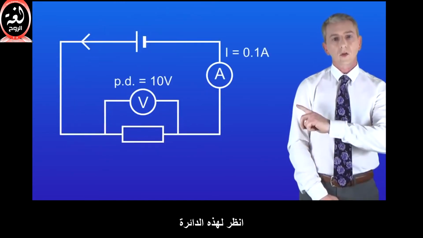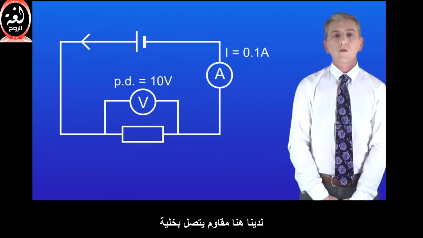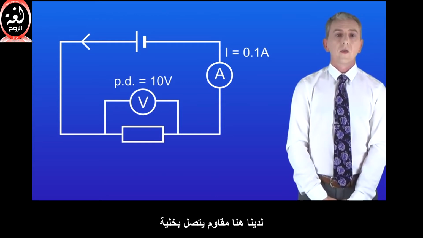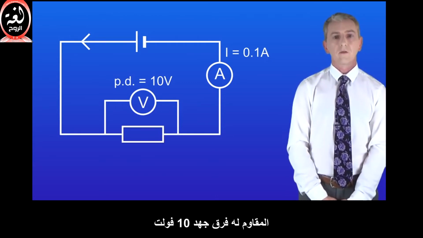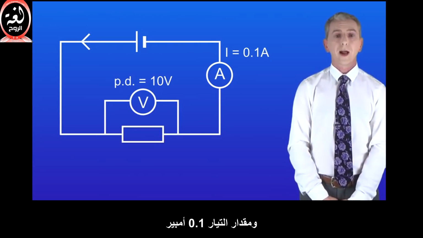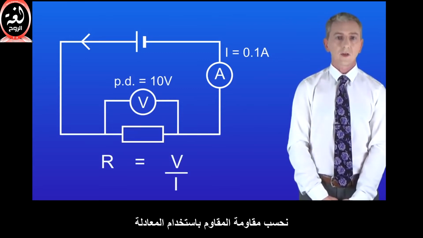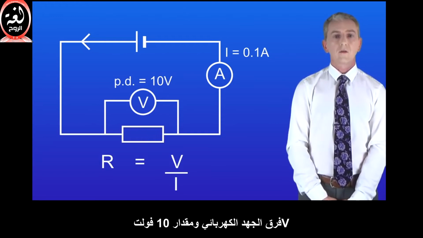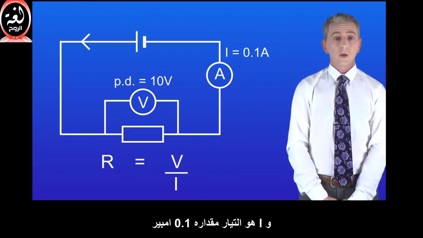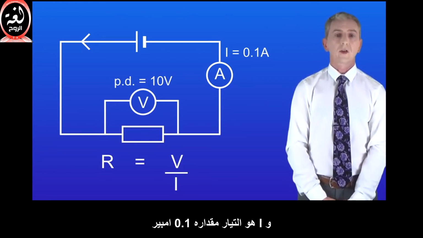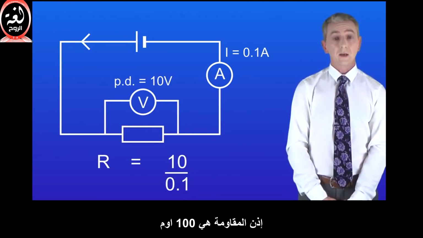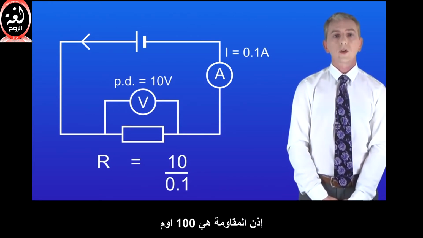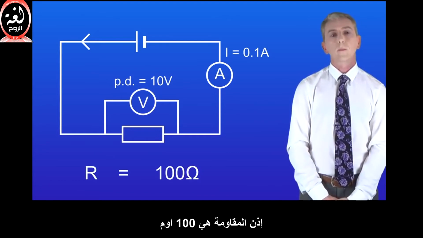Take a look at this circuit. Here we have a resistor connected to a cell. The resistor has a potential difference of 10 volts, and a current of 0.1 amperes is flowing. We can calculate the resistance of the resistor using the equation R equals V divided by I. V is the potential difference, which is 10 volts. I is the current, and that's 0.1 amperes. So the resistance is 10 divided by 0.1, which gives us a value of 100 ohms.